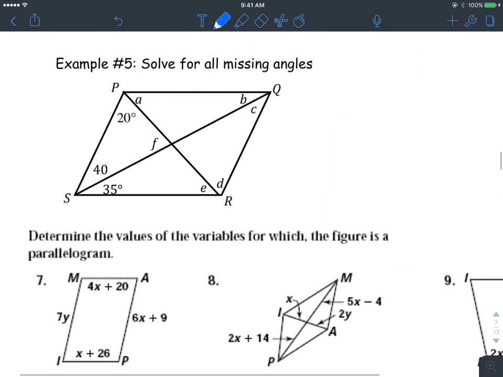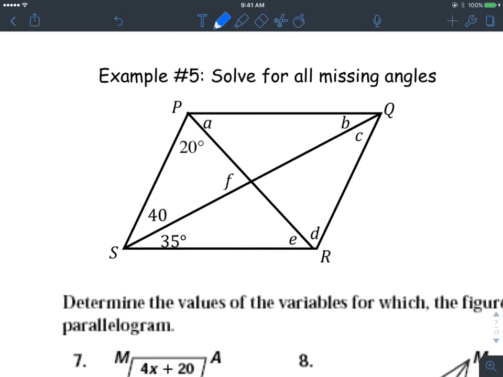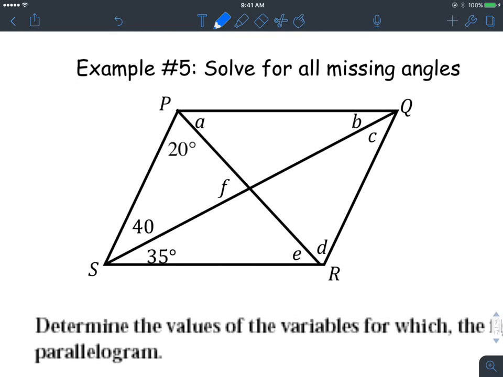So I kind of like these problems right here. These are ones where you have to go find some of your missing angles. There's a bunch of different angles going on here. We're going to use the fact that we have some parallel sides. Don't forget your opposite angles are congruent. Also, you have these diagonals here.